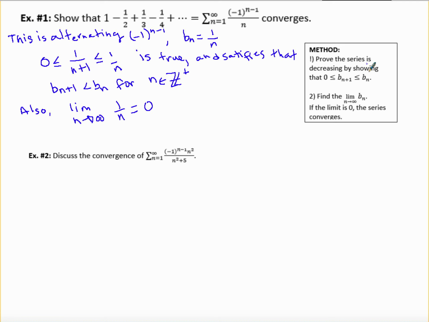So we've just met all of the things that are necessary in order to show that this alternating series converges. We've shown that it's a decreasing function, and we've also shown that the limit as n approaches infinity of b sub n is equal to 0. Therefore, the series converges. And we're done.